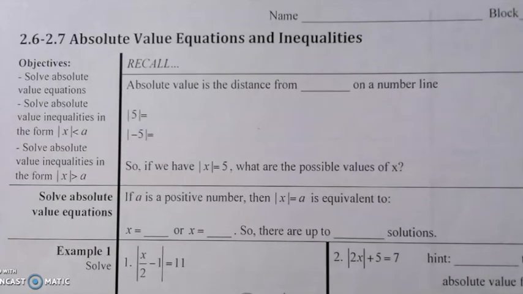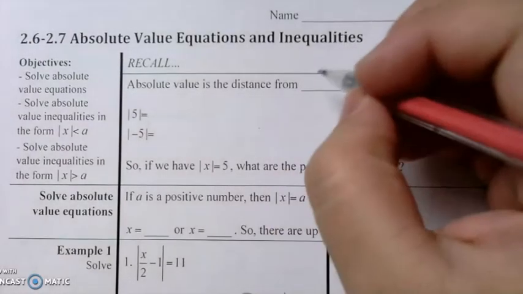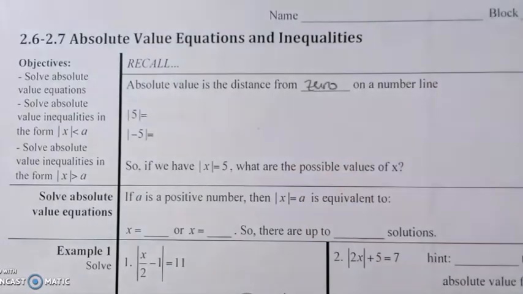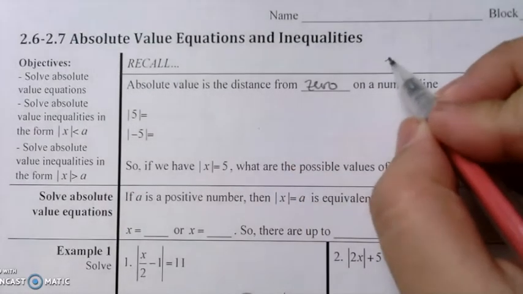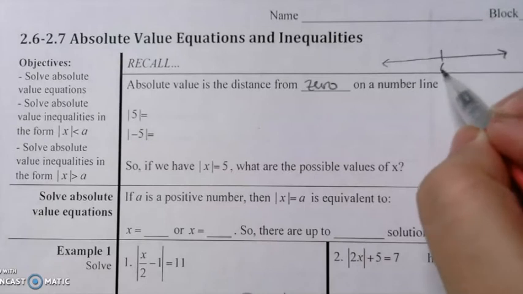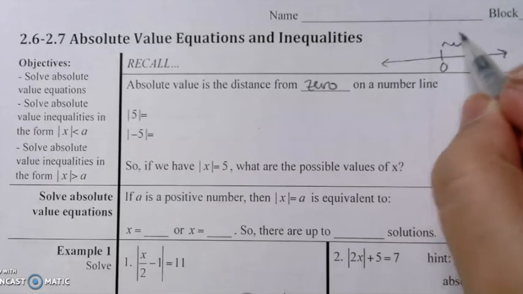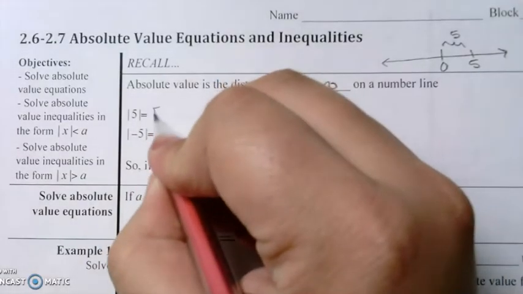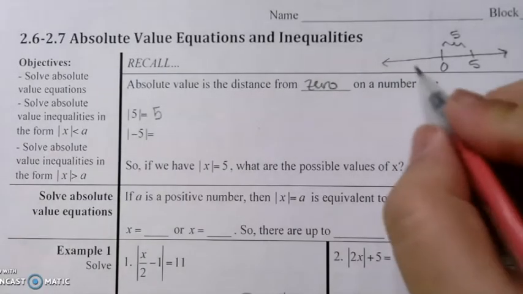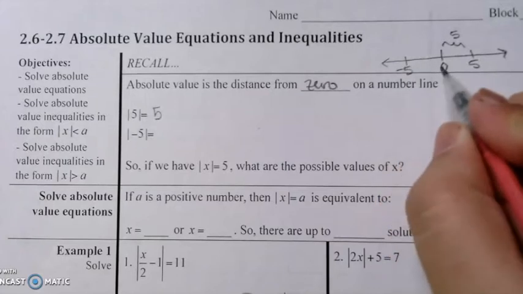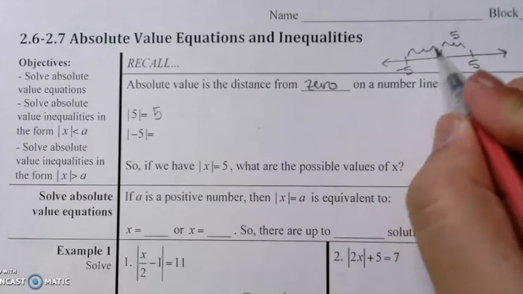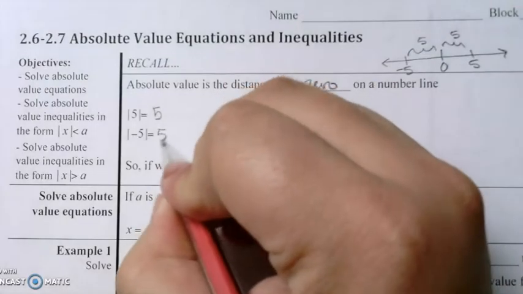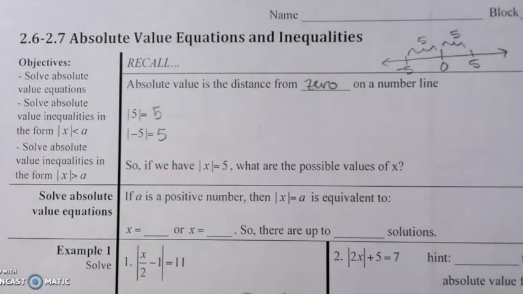All right, lessons 2.6 and 2.7 should be mostly review of absolute value. So remember that absolute value is a distance from 0 on a number line. So when we're talking about the absolute value of 5, we're talking about how far away 5 is from 0 on a number line. So the absolute value of 5 is 5. The same for negative 5: how far away is negative 5 from 0 on the number line? It has a distance of 5, so the absolute value of negative 5 is 5.